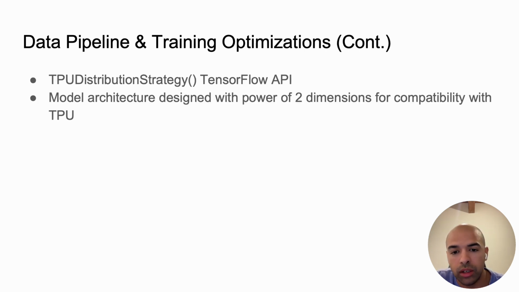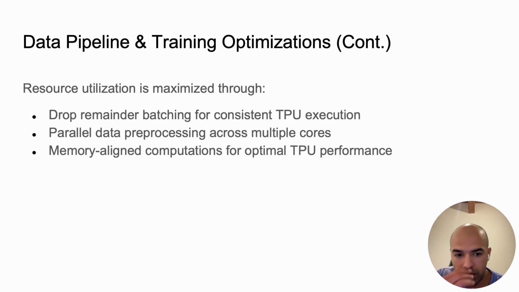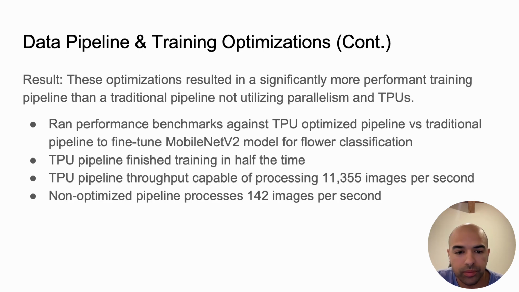So some more optimization. The model architecture was designed with power of two dimensions because TPUs are designed to work well with those. So yeah, the resource utilization is maximized through dropping remainder batching for a consistent TPU execution, parallel data preprocessing across multiple cores, and memory aligned computations with optimal TPU performance.